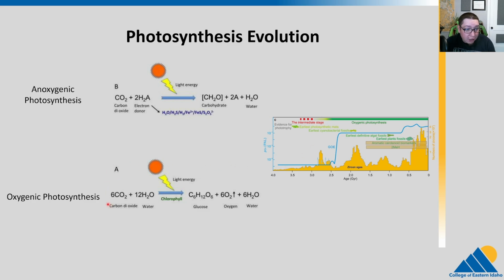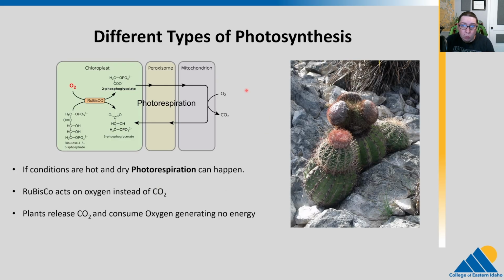So oxygenic photosynthesis, when it started, that was utilizing water through chlorophyll to produce sugar and oxygen, and that is the key, right? That's where oxygen started to be produced. Now, there have also been modifications of photosynthesis throughout evolution. There are different types of photosynthesis that occur because we have plants that live in very diverse environments. Things like cacti, you're going to say, they don't have leaves.